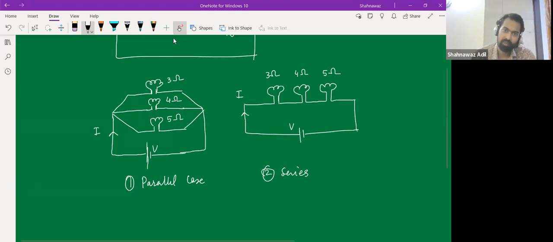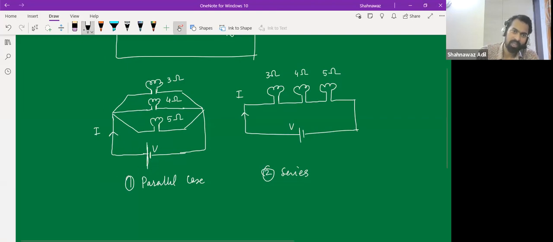V is constant in parallel. Yes, absolutely right. V is constant. And I is constant in series. Okay, Aisha, you already gave the answer to the next question. Yes, both of you guys are correct. You guys are revising. Good.